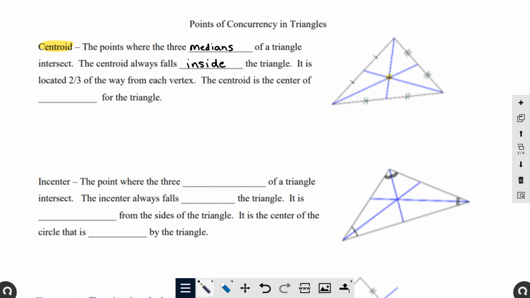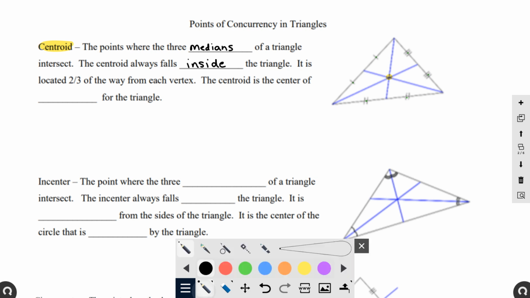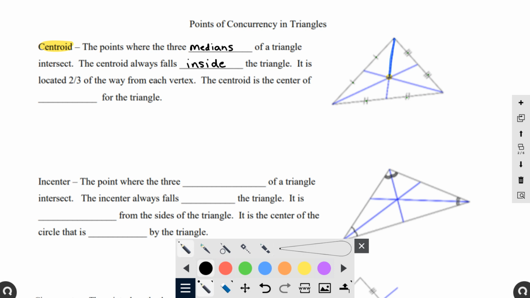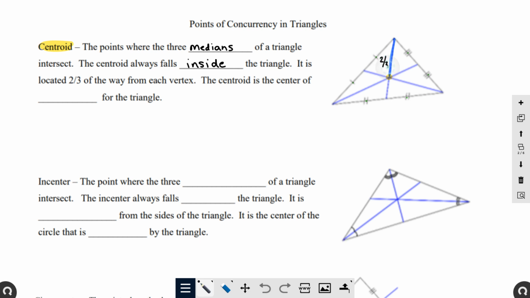inside the triangle. So it's always going to be somewhere inside, no matter what type of triangle it is. It could be acute, right, or obtuse, but it's always going to be somewhere inside. It is also located 2/3 of the way from each vertex. So let's look at that on our diagram. So from the vertex to the centroid is 2/3 of that total distance.